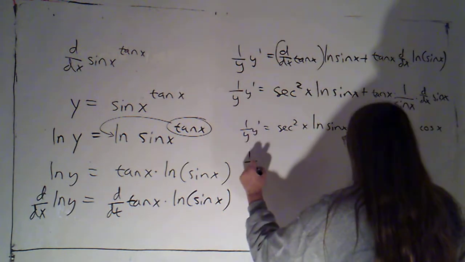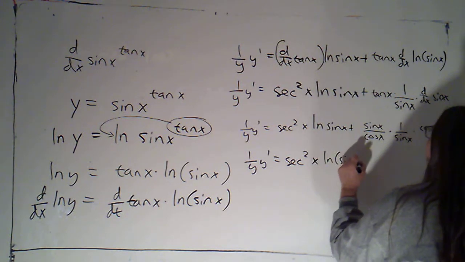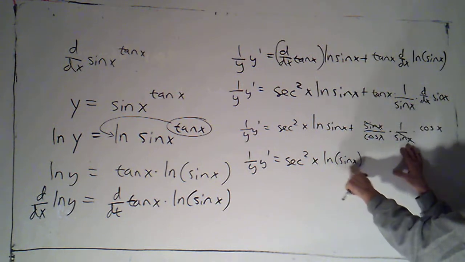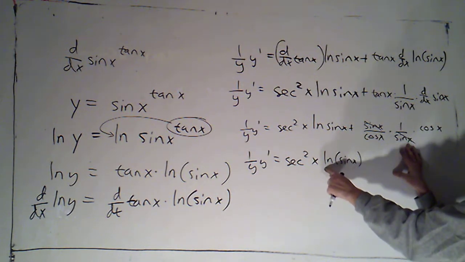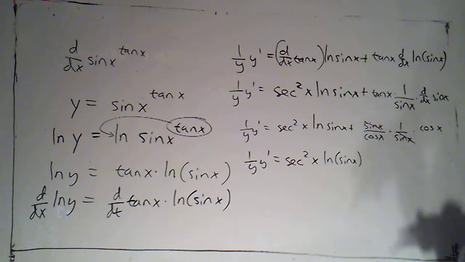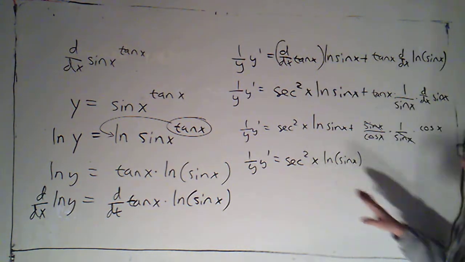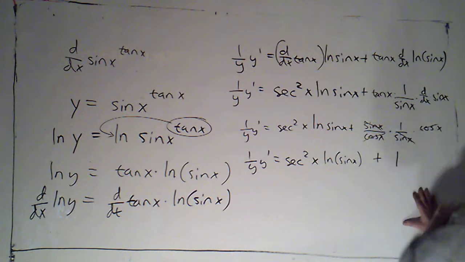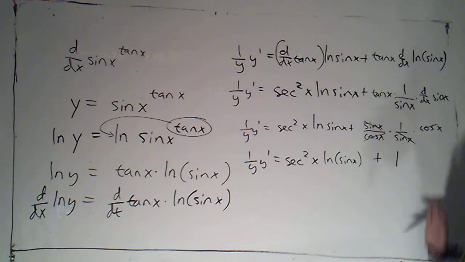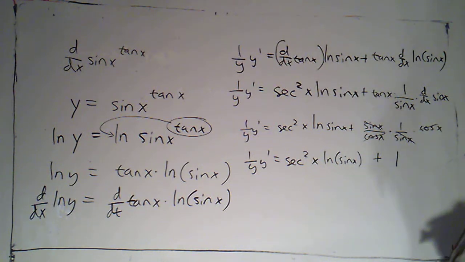So we have 1 over y, y prime is secant squared x, natural log of sine x. And I can do some canceling here. I can cancel the sines. I can see that sine can't be zero, because otherwise I couldn't plug it into natural log. And I know that cosine can't be zero, because if cosine was zero, tangent wouldn't be defined, and neither would secant. Okay. So I can actually simplify that to 1. I'm not changing the domain in simplifying that, because I still have encoded in the rest of this that neither sine nor cosine is zero.